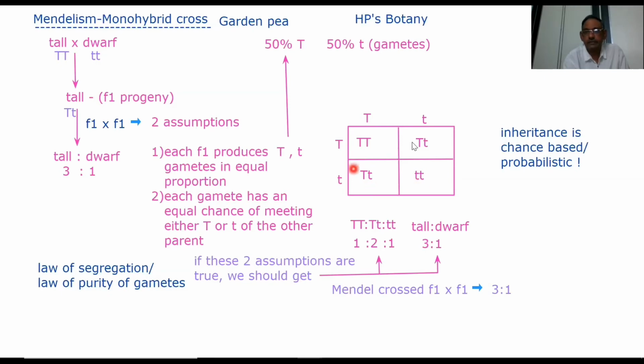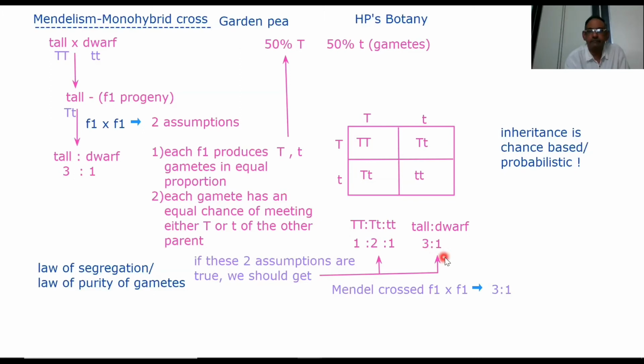If you consider the genotypic ratio, it will be 1:2:1, which means 1 homozygous tall, 2 heterozygous tall, and 1 dwarf. This actually means if you have 4 progeny, 1 is likely to be homozygous tall. Similarly, 2 are likely to be heterozygous tall and 1 likely to be a dwarf progeny. This is called genotypic ratio. This is called phenotypic ratio.